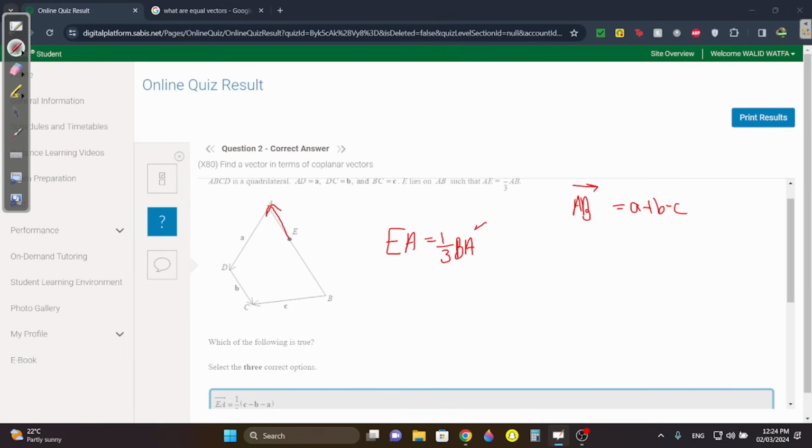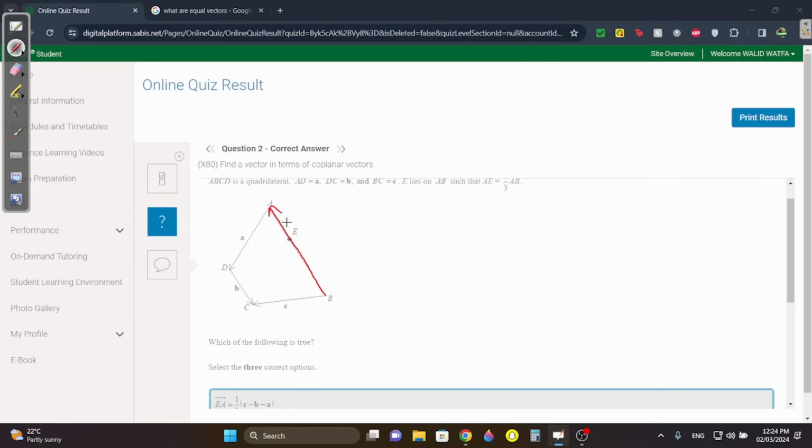Do we have BA? We don't, but we have AB, which is just the opposite. If you want to make this easier, instead of finding AB, let's find BA from the start. Since we're using EA, and EA is part of BA, it makes a difference which letters you take. Let's actually find BA from B to A.